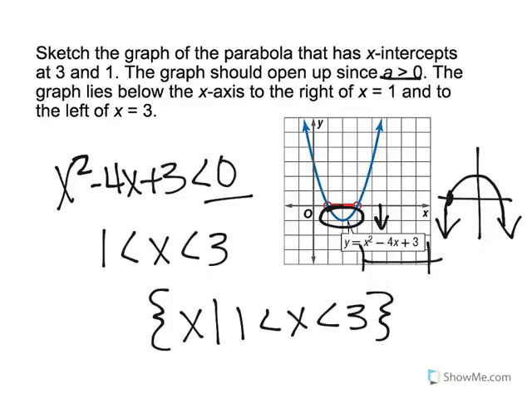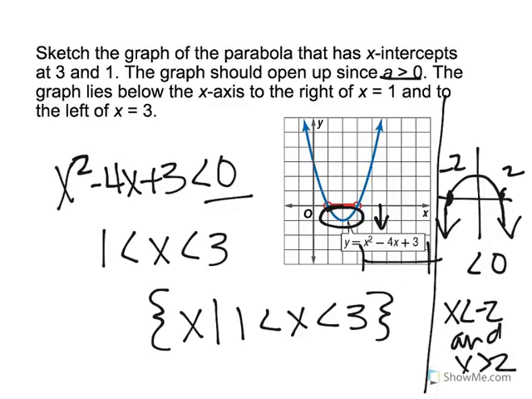Now, had it looked like this, and say that was at -2, and that's at 2, and it says where is this function below 0, your solution set would look like x is less than -2 and x is greater than 2. Okay, so that's a different problem, but I just wanted to show you how your solution set would look different, because you're looking for where your function is below the x-axis.